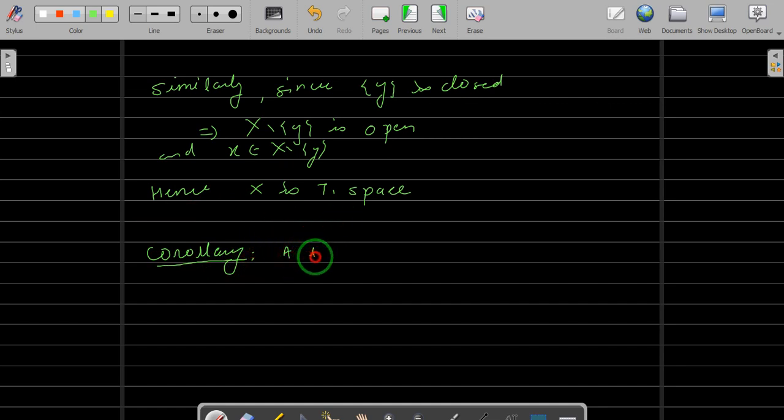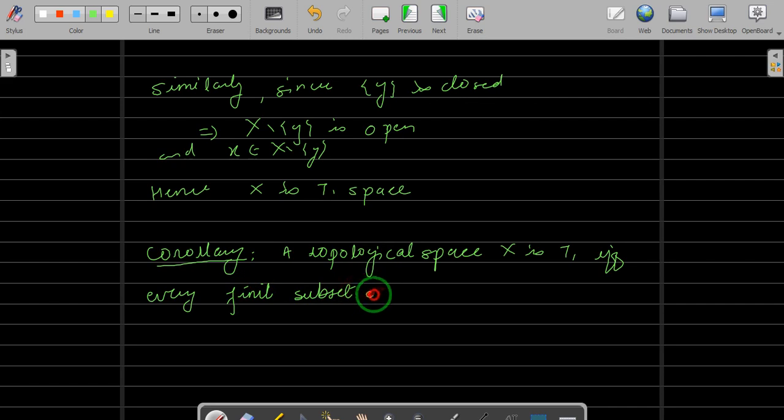I can say that a topological space X is T1 if and only if every finite subset of X is closed in X. The proof is very similar to this. If you assume that a topological space is T1, then by using this theorem we can say that singletons are closed and every finite set can be written as the union of those singletons. Singletons are closed, a finite union of singletons is closed, that means a finite subset of X will be a closed set. Conversely also we can try.